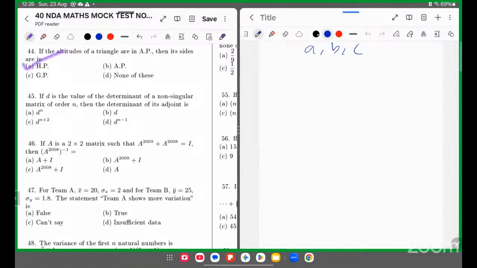Good question. Question number 45. If D is the value of the determinant of a non-singular matrix of order n, then the determinant of its adjoint is.